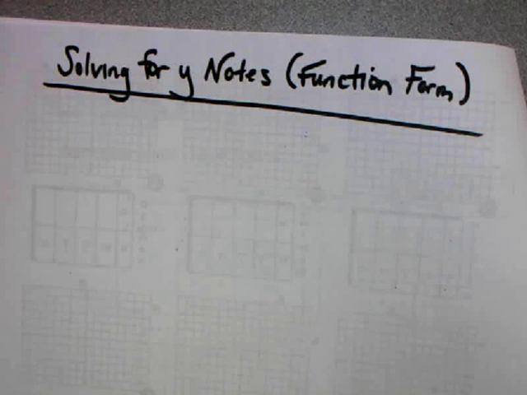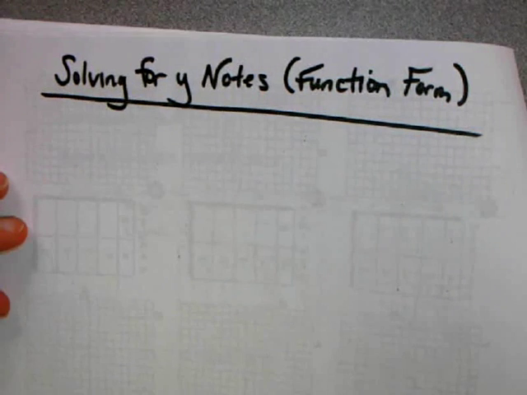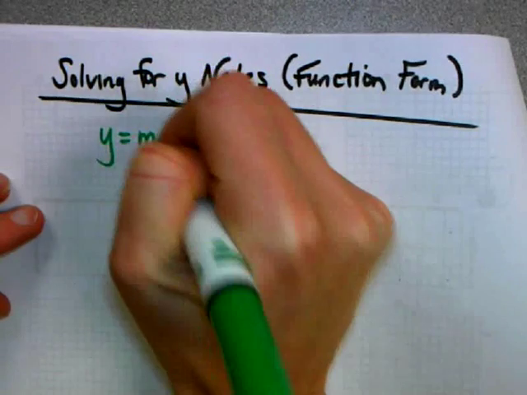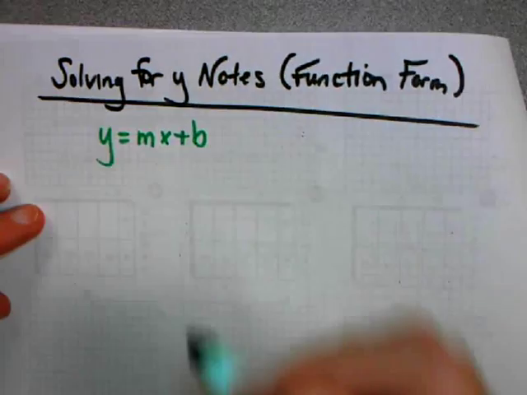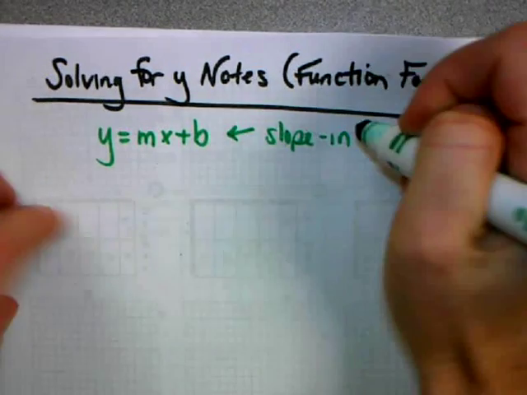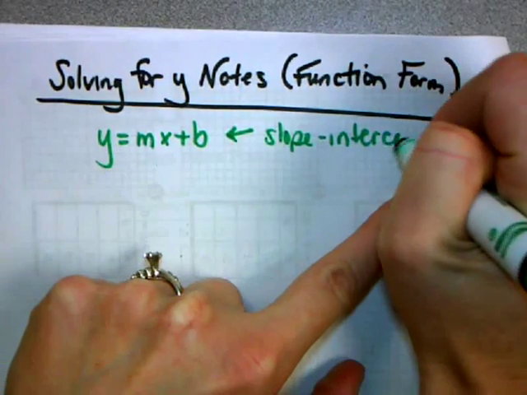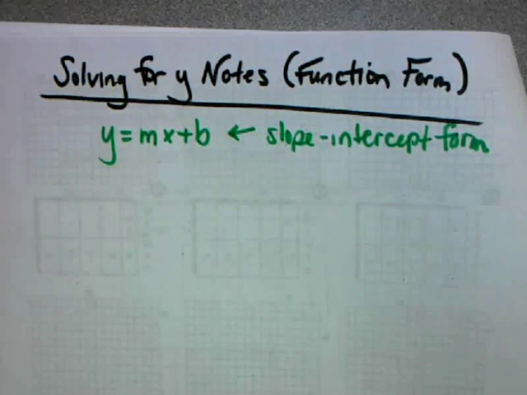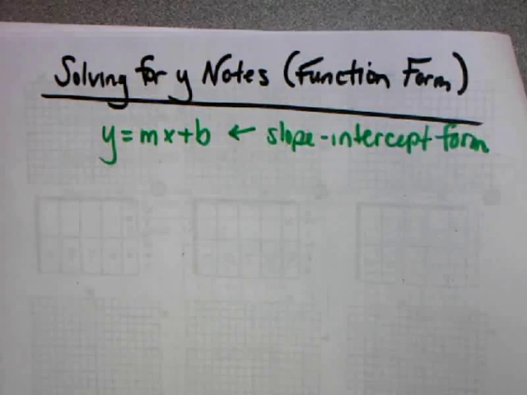All right, we're going to take some notes on solving for y. Another way to say this is to put it in function form. There's actually a few other ways you can say this as well. So what I'm going to do is write one of these forms out. y equals mx plus b. And this is called slope-intercept form. Slope-intercept form. Okay, so I could say solve for y.